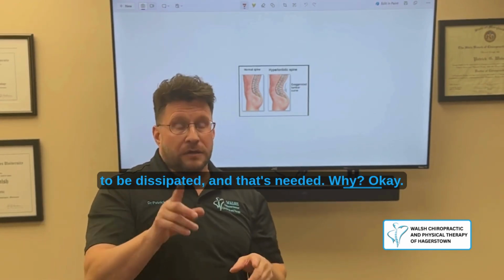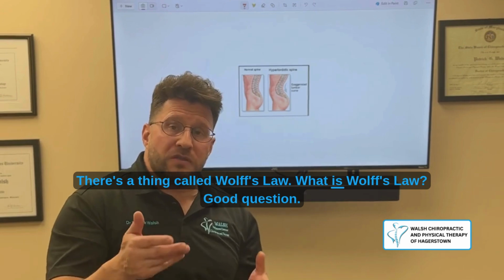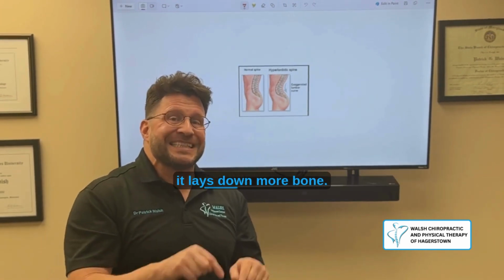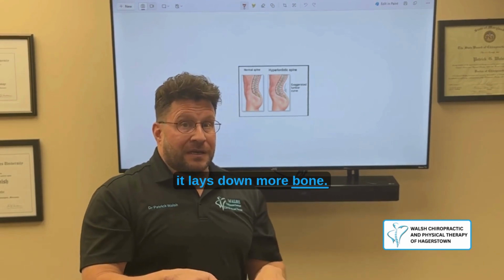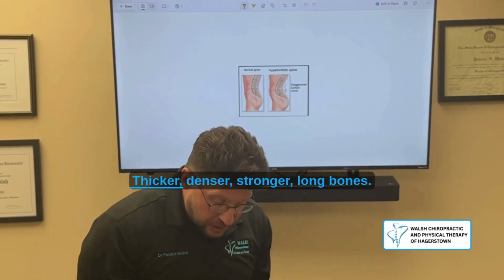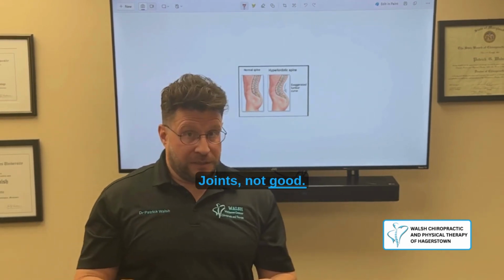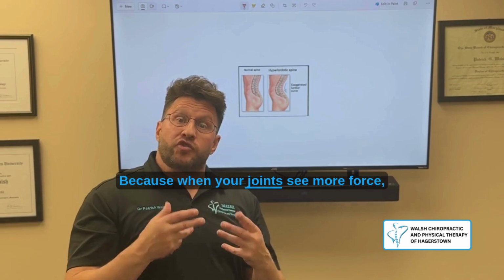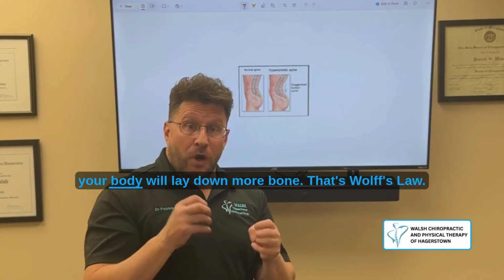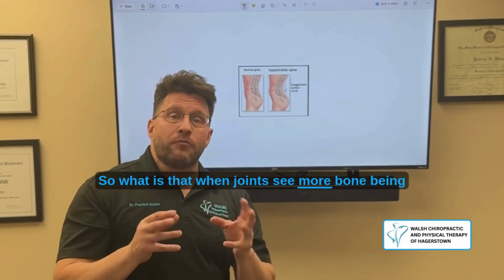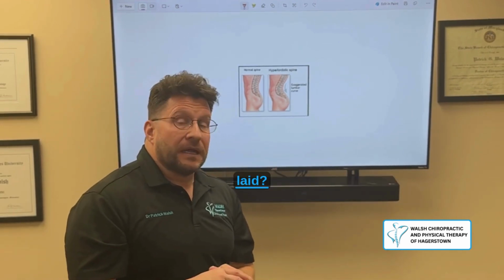and that's needed. Why? Okay, there's a thing called Wolff's Law. What is Wolff's Law? Good question. Wolff's Law dictates when bone sees more force, it lays down more bone. So that's great for athletes, right? Thicker, denser, stronger, long bones. Joints, not good. Because when your joints see more force, your body will lay down more bone. That's Wolff's Law. So what is that when joints see more bone being laid? Arthritis.